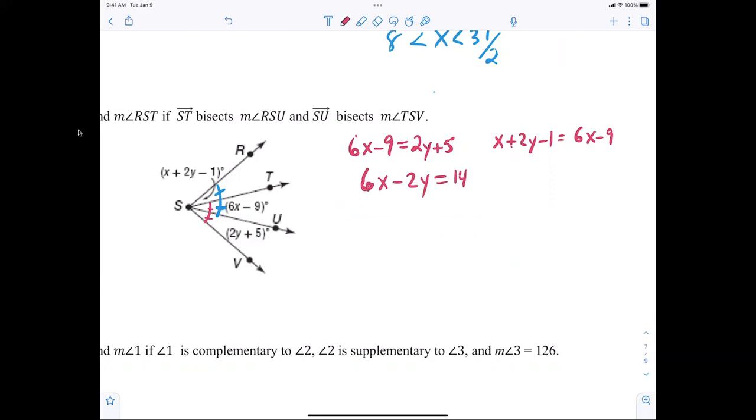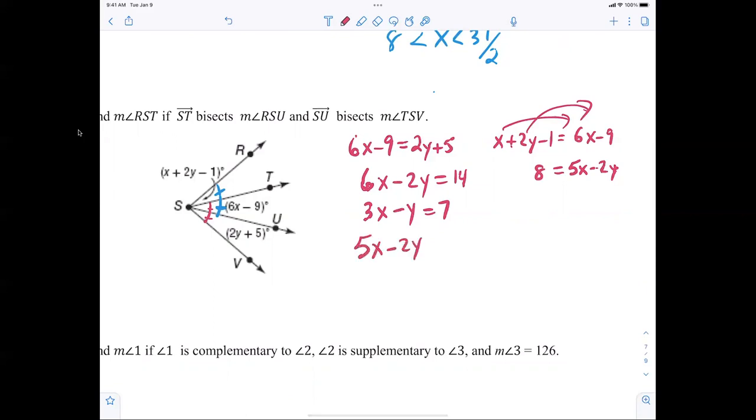Yeah, this is a good review problem. Now, right off the bat, I just noticed everything can be divisible by 2. So I'm just going to rewrite that as 3x minus y equals 7. Everybody's good with that? 3x minus y equals 7. And then over here, I move the x over, and that's 5x, move the y over, minus 2y, add 9, that to me looks like 8. Is that good with everybody? So now I'm bringing 5x minus 2y equals 8.